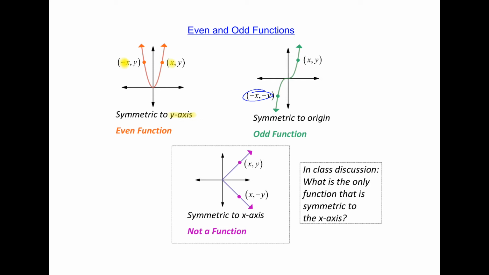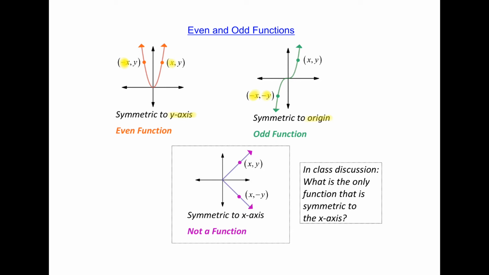Look at your odd function. Odd functions are symmetric to the origin. So symmetry to the origin actually rotates it 180 degrees. So what happens when you rotate it 180 degrees? Look at your ordered pair. Your x value becomes the opposite of x, and your y value becomes the opposite of y. We're going to talk about how to do this algebraically, but graphically that's what you're looking at.